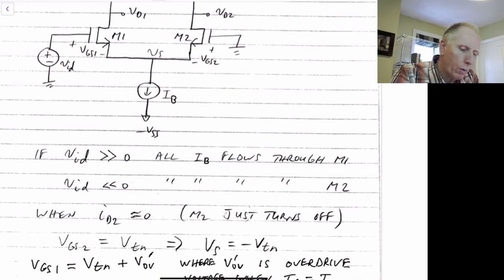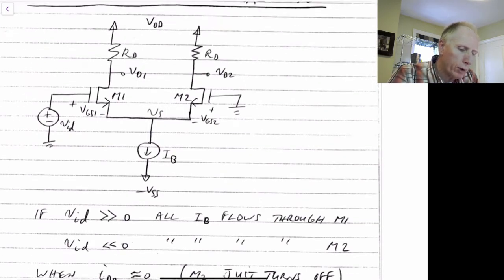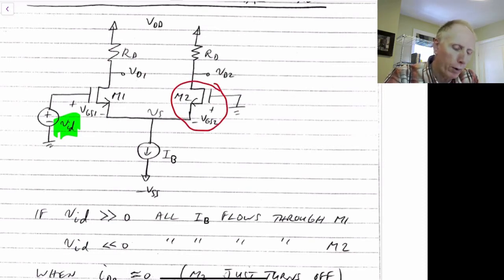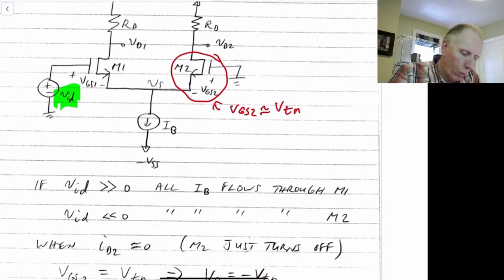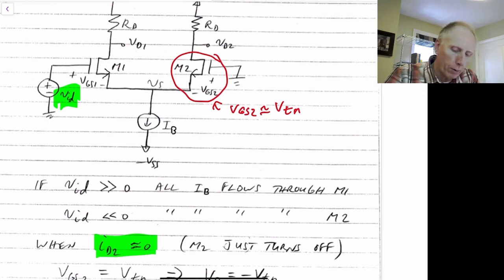So we'd like to know at what voltage for VID does M2 just turn off. So this transistor here just enters into the cutoff region. In other words, VGS2 becomes approximately equal to VTN. So we'd like to know when ID2 is approximately equal to 0, or in other words, when M2 just turns off.